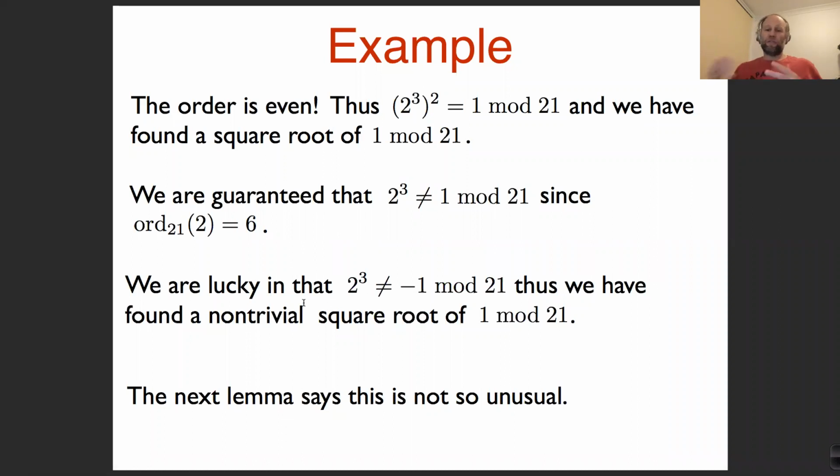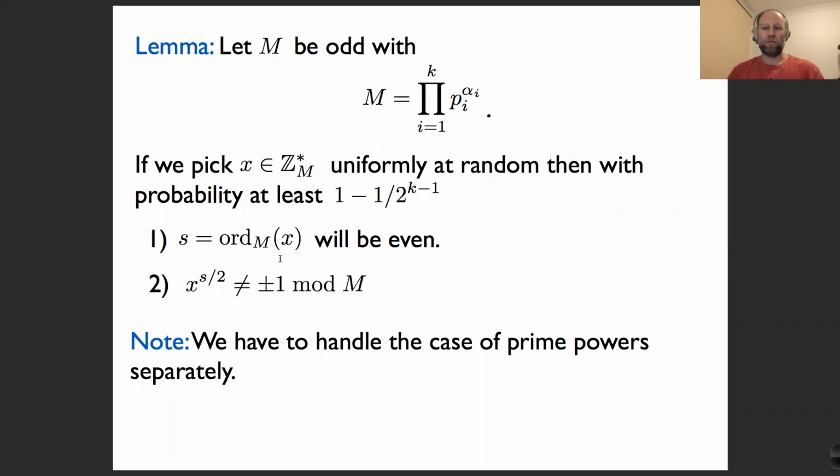Okay, now for the other case, we kind of just have to get lucky. In this case, we are lucky that 8 is not equal to 1, not equal to minus 1 mod 21. So we can't guarantee that a priori. We just have to get lucky, but you can actually prove that you get lucky fairly often when you follow this approach. Okay, so in particular, the lemma is the following.